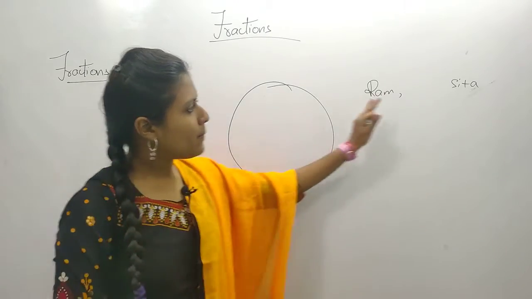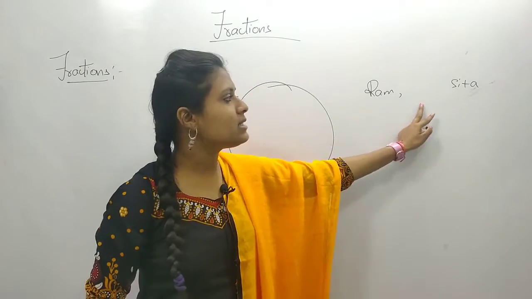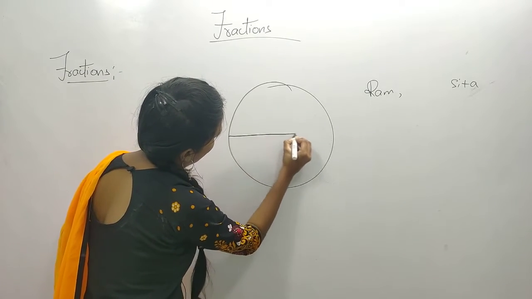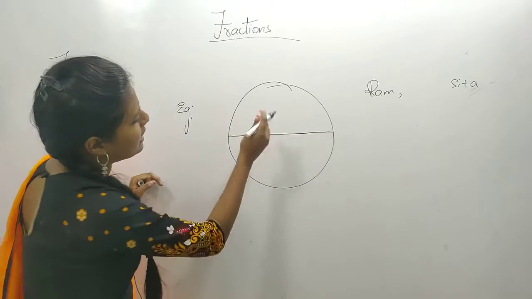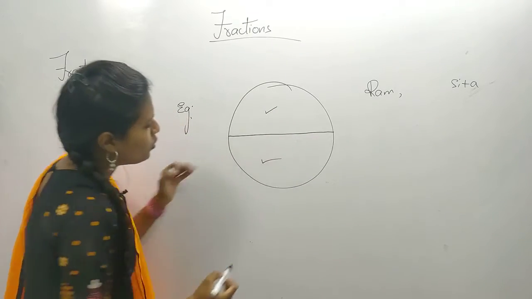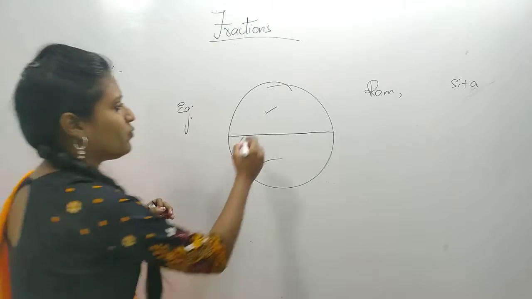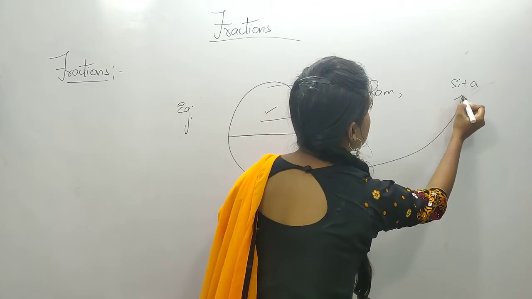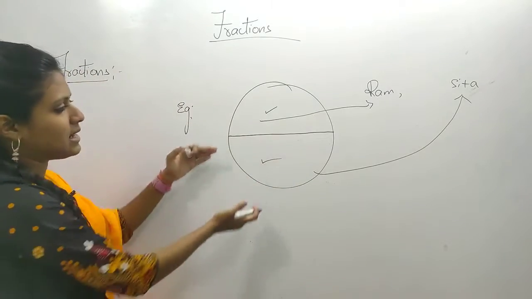The chocolate is one, the persons are two, so what will you do? Let's divide the chocolate into the same and equal parts. Let's see here. It is one part and it is two. Two parts are divided. One part will be given to Ram and the other part will be given to Sita. The two parts are also divided.